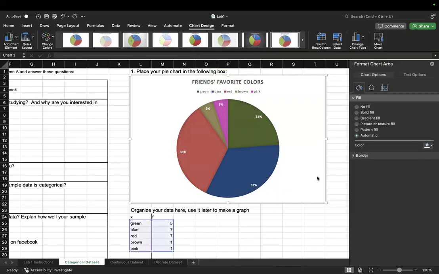Any questions about the pie chart or categorical data?